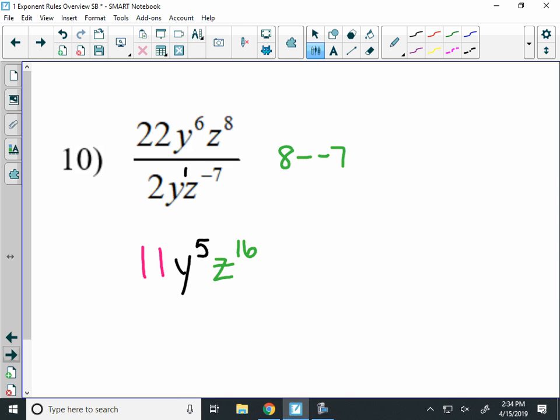My exponents are all positive now, so that can be my final answer. Oh, that's wrong. It's z to the 15th. Sorry about that.